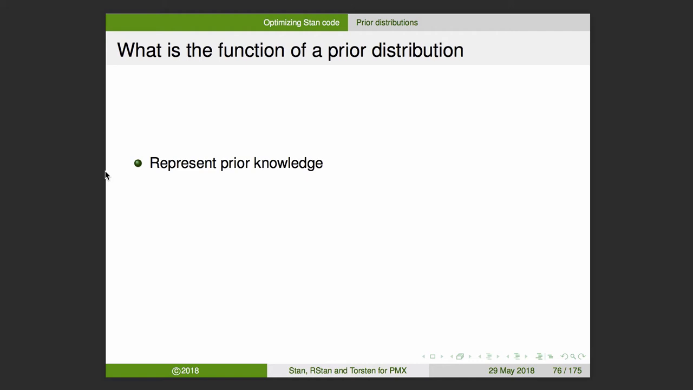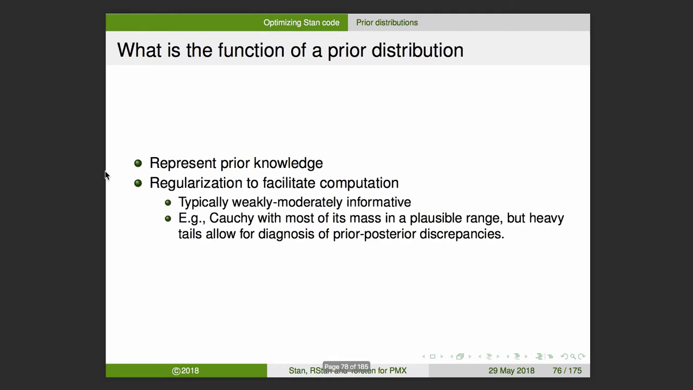And that's kind of where we're going here. There's a couple of functions for the prior. The classic function, and probably the most important one, would be to represent prior knowledge, where you really want to synthesize both your prior knowledge with new data and to have your results reflect some mixture of both. And that's still the king of that stuff. But you may also want to use it to regularize, some regularization to facilitate the computations.